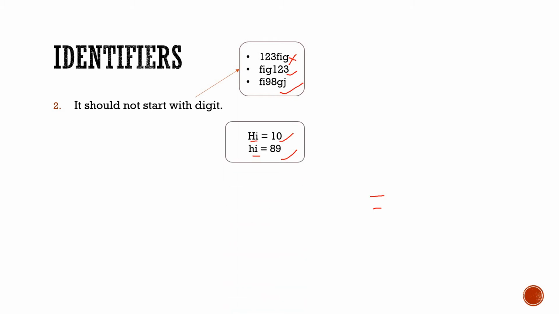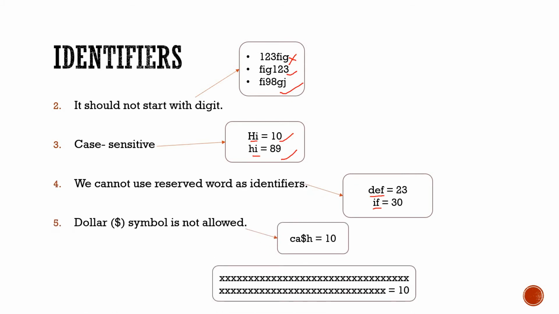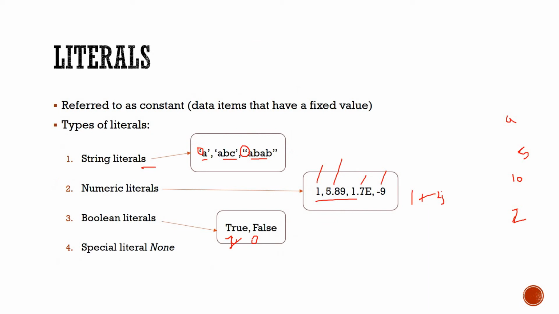Next one, we all know that Python is a case sensitive language, so it treats the uppercase and the lowercase differently, so both are correct. After that keywords cannot be used as identifiers. Then the dollar symbol is not used in identifiers. After that a Python identifier can be of any length. After that our next one was literals.